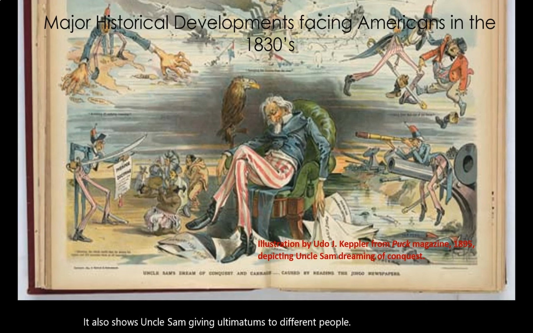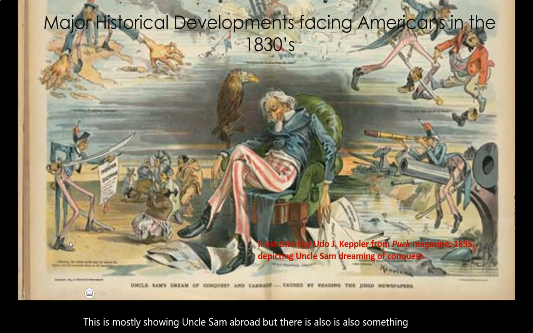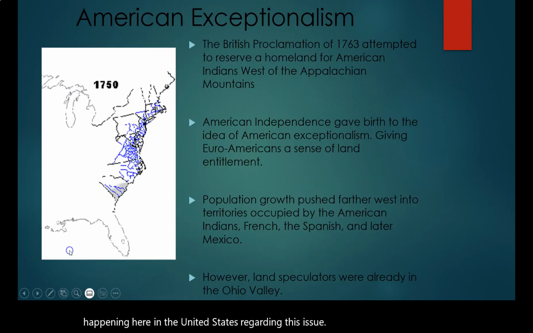And the point of this is the United States is looking at ways to have influence, power, and control over territories. This is mostly showing Uncle Sam abroad, but there is also something happening here in the United States regarding this issue. And this is what I am going to talk about today in this lecture: the idea of American exceptionalism.